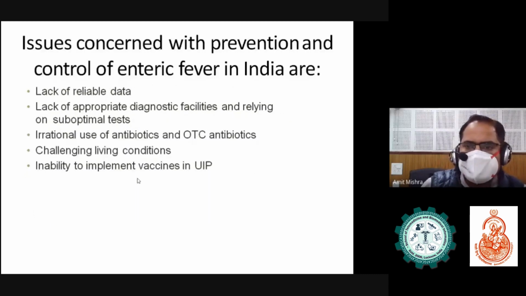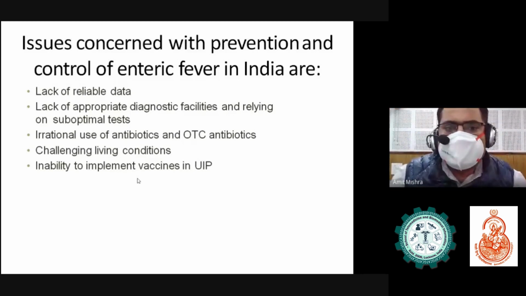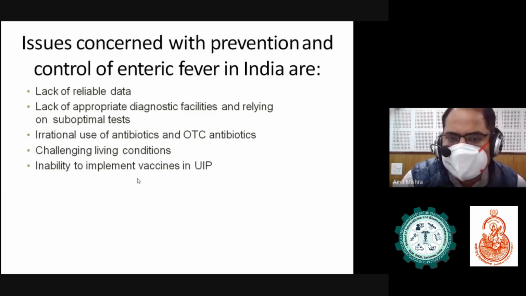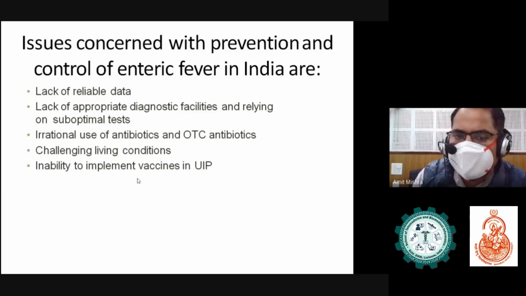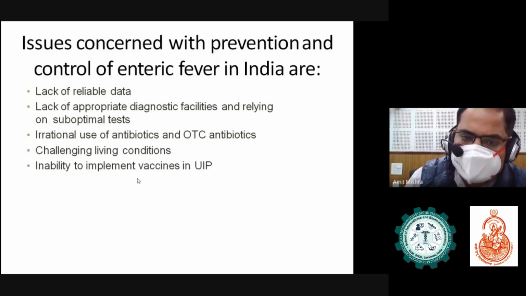These are some of the issues concerned with the prevention and control of enteric fever in India. First is the lack of reliable data, lack of appropriate diagnostic facilities, and reliance on suboptimal tests, irrational use of antibiotics and OTC antibiotics, challenging life conditions, and inability to implement vaccination.